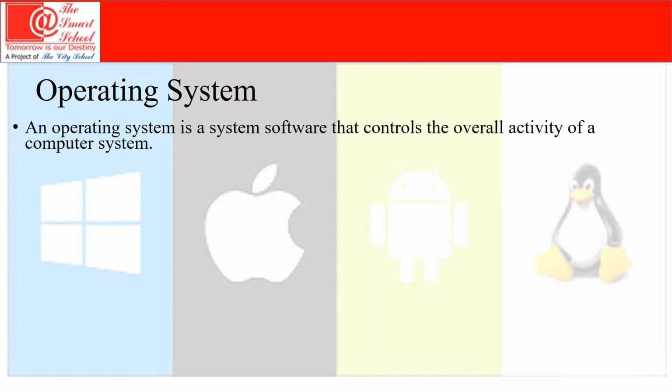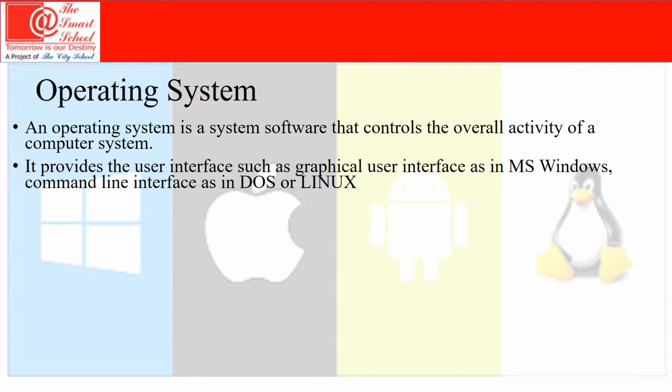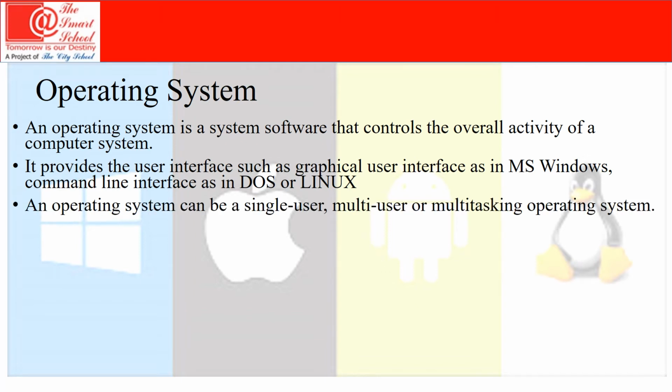An operating system is a system software that controls the overall activity of a computer system. It provides the user interface such as graphical user interface as in Microsoft Windows, command line interface as in DOS or Linux. An operating system can be a single user, multi-user or multitasking operating system. We shall discuss these terms later.